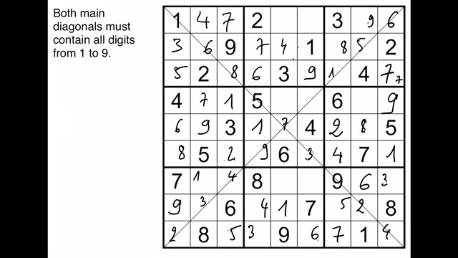No. Here we need 2 and 5. We don't have them yet. These are 8 and 5. Oh, this has to be a 3. The missing digit on the diagonal is an 8. That's the key. So that's a 2, that's an 8, that's a 5, that's a 5, that's a 2. And this wraps up this tricky solve of this diagonal Sudoku.